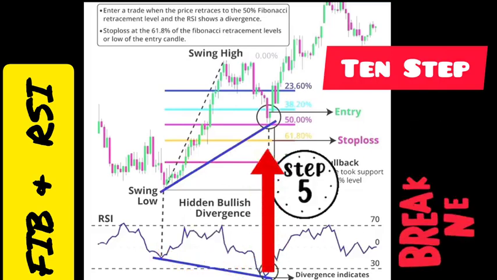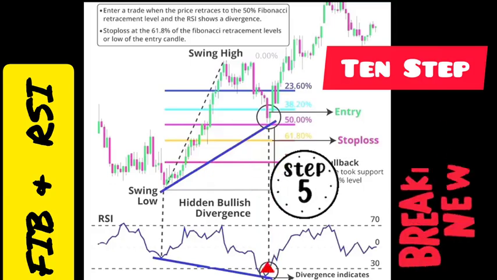Step 5. Confirm with price action. Check if the price holds at the 50% Fibonacci level. Look for bullish candlestick patterns, for example, hammer, bullish engulfing, or morning star.